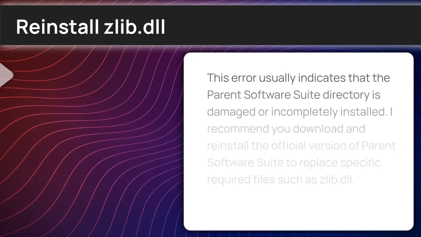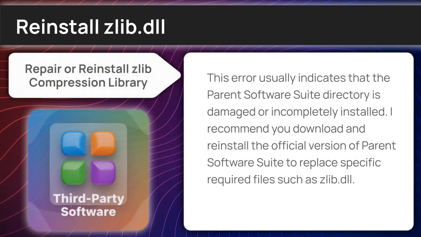The Zlib.dll is a third-party application file associated with the parent software suite, the software where you encountered your error. Performing a clean reinstall of the latest version of the application will restore the correct version of this file.